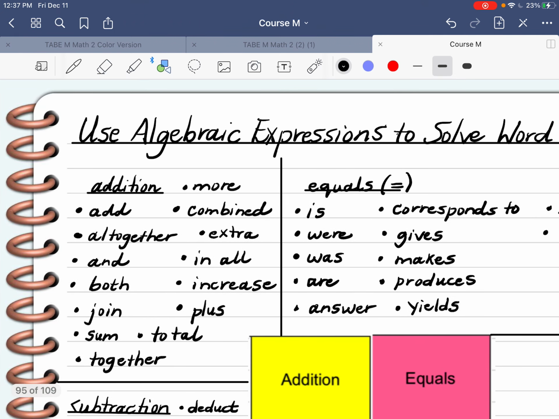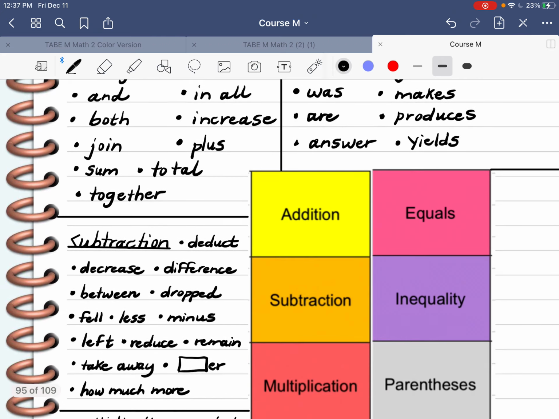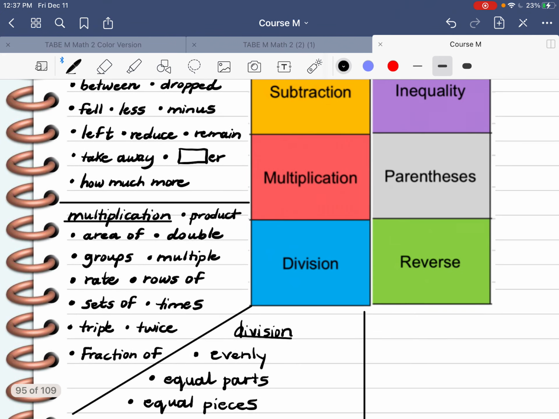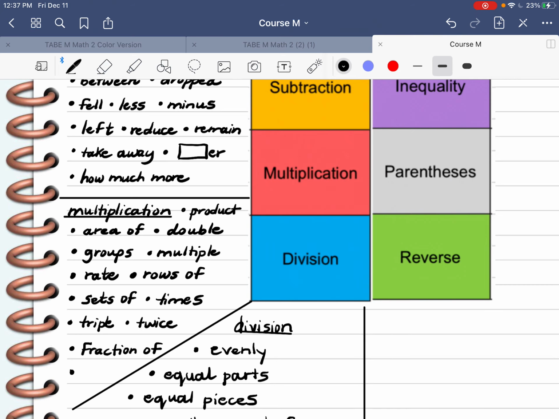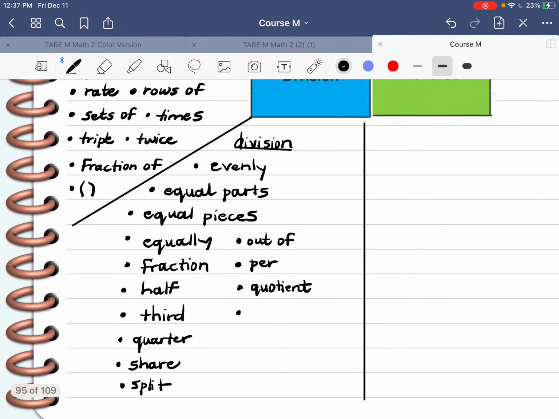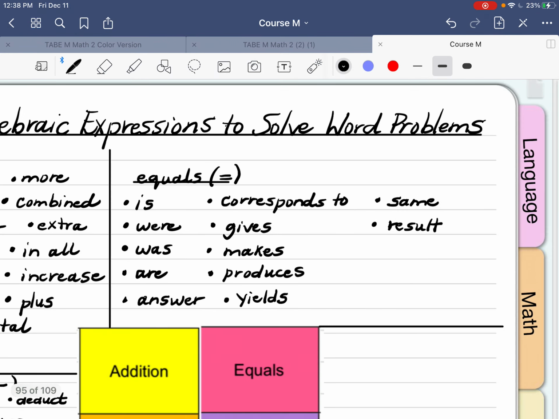And let me go back and just put the sign that goes with each of these. So addition is a plus sign. Subtraction is, of course, the minus sign. Multiplication can be parentheses. Division, you can have different signs. You can have, of course, the divide sign. You can have the slash mark. And then equals is, of course, the equal sign.